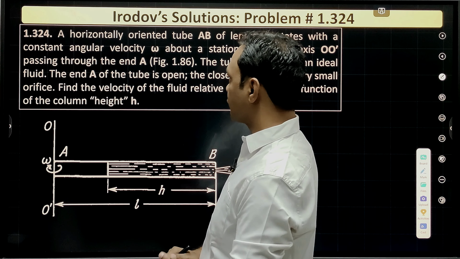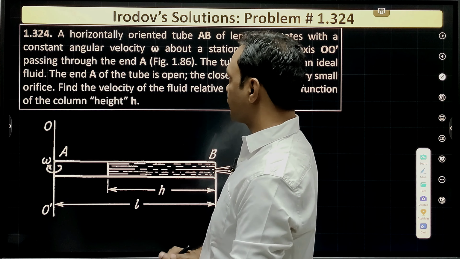dm is the density times the volume. So the density of the liquid is say rho, and the volume of this element would be dx into dA. So dm is rho into dx into dA, and then there is an x and an omega square. This part was P dA that I had written here, and this centrifugal force is rho dx dA x omega square.